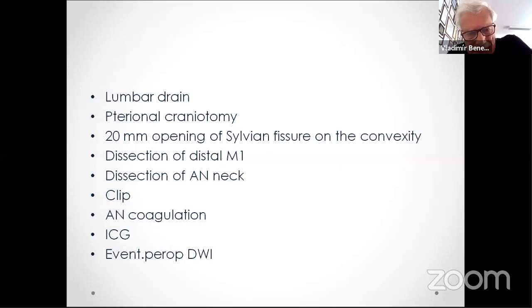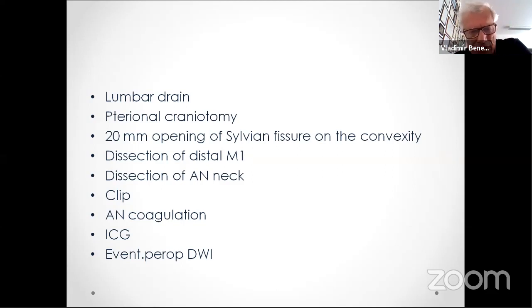So how we do the middle cerebral: the lumbar drain is the best invention in neurosurgery, which I have said many times, and my residents cannot start the craniotomy unless the drainage works. Then a regular pterional craniotomy, and the arachnoid is opened only in the length of 20-25 millimeters of Sylvian fissure on the convexity, exactly at the curve where the base of the brain turns into the convexity.